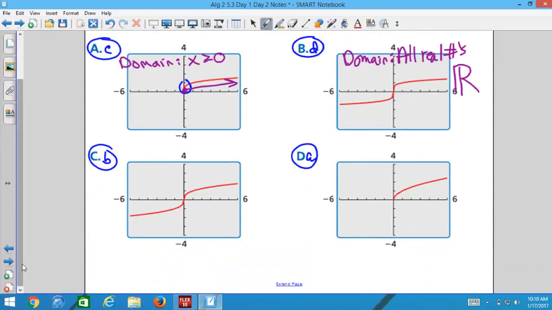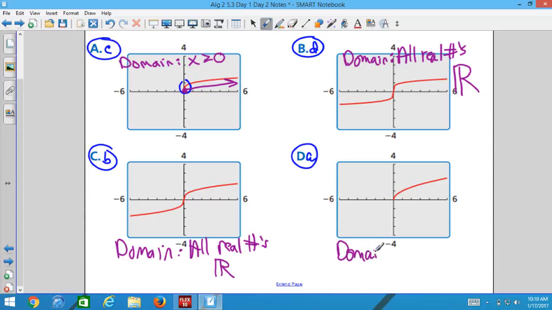How about domain for C? All real numbers. You can either write all real numbers, or you can write the symbol that means all real numbers. You don't have to write both things. How about domain for D? So here's where the graph starts. We're talking about the x values. Left to right, what's the most left? Zero. And then to the right is forever. So x is greater than or equal to zero. That'll be the domain for that one.